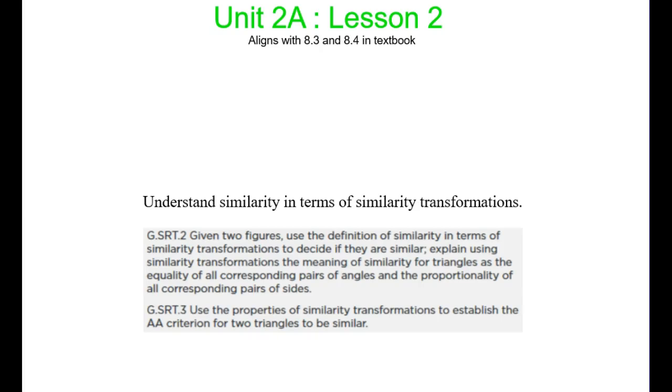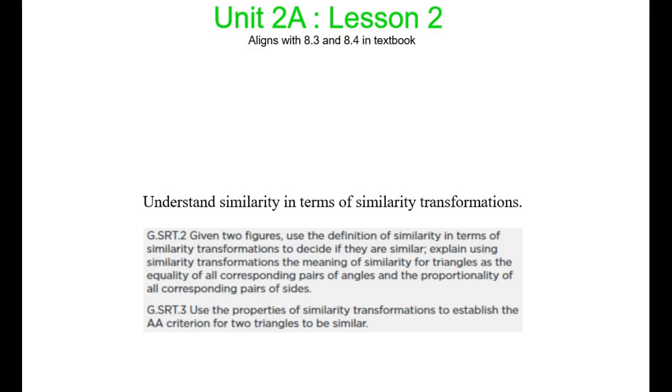Unit 2A, Lesson 2. This lesson will align with 8.3 and 8.4 in your textbooks. There's two standards we are going to cover in this lesson. The first one, given two figures, use the definition of similarity in terms of similarity transformations to decide if they are similar. Explain using similarity transformations the meaning of similarity for triangles as the equality of all corresponding pairs of angles and the proportionality of all corresponding pairs of sides.